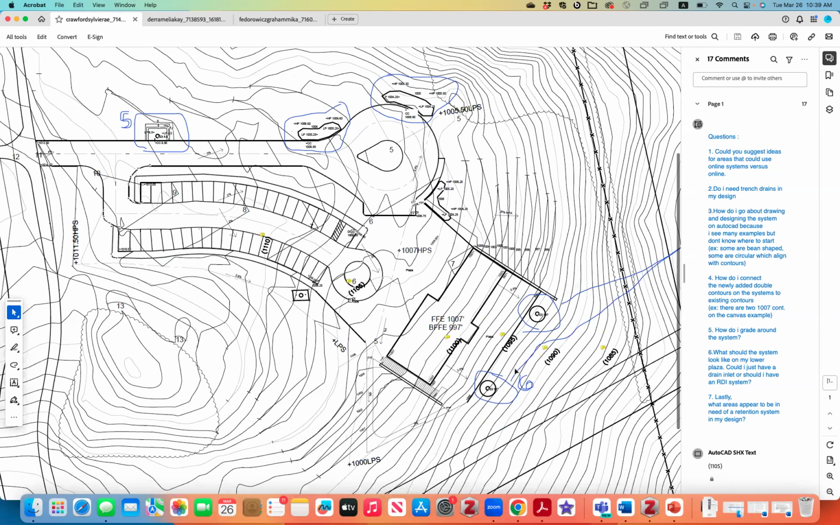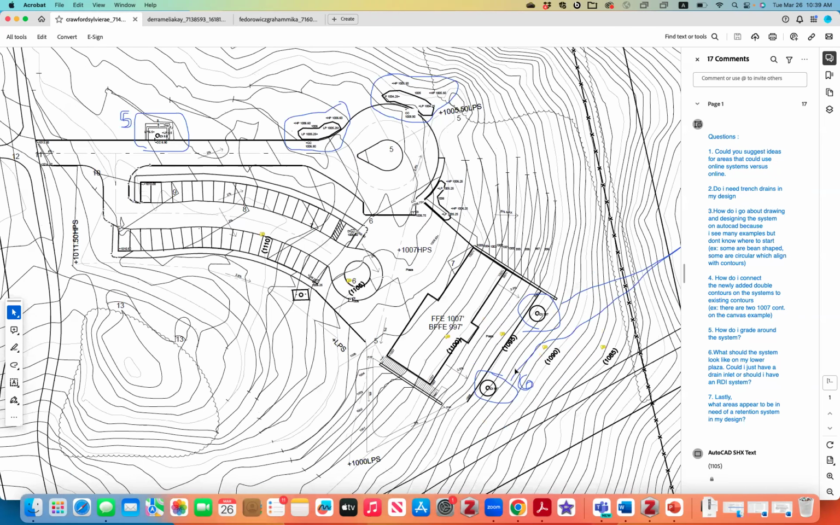The other one is how do I connect the newly added double contours on the system to existing contours? I'm not sure where exactly you're referring to. It's like, an example is like 1007, and I think there's maybe a berm in between, like there's double contours. But I didn't know how to connect that and how that was drawn.